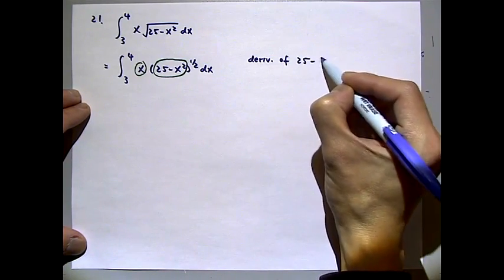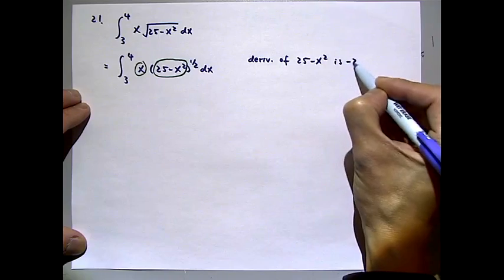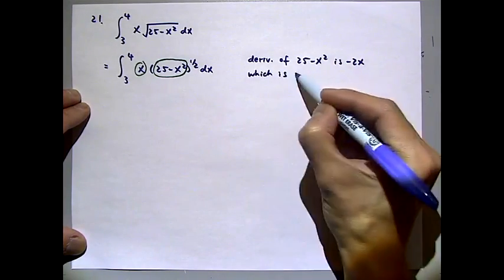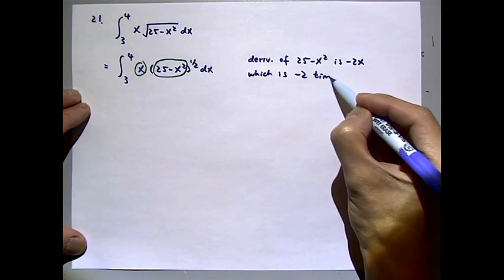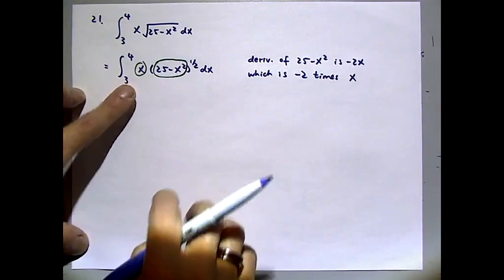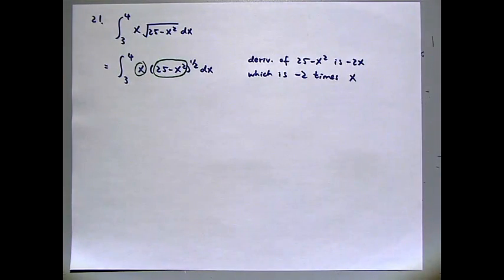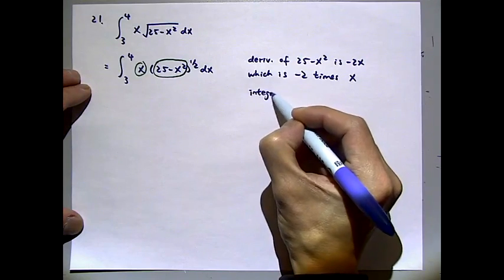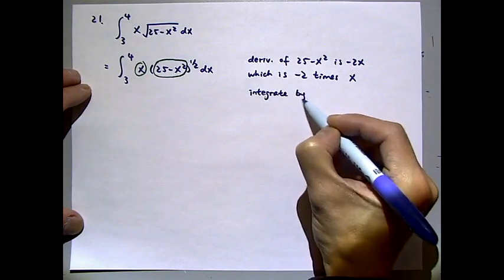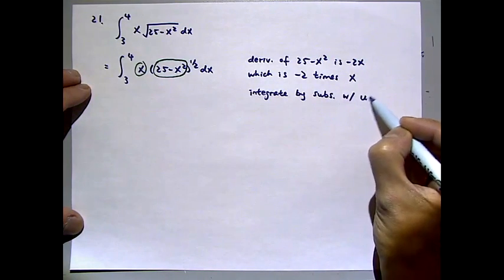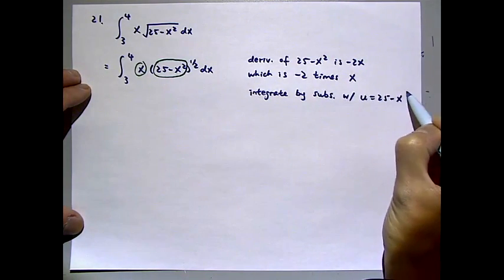Derivative of 25 minus x squared is minus 2x, which is minus 2 times x, right? And so that's a clear sign that you want u to be 25 minus x squared, and then you integrate. We integrate by substitution with u is equal to 25 minus x squared.